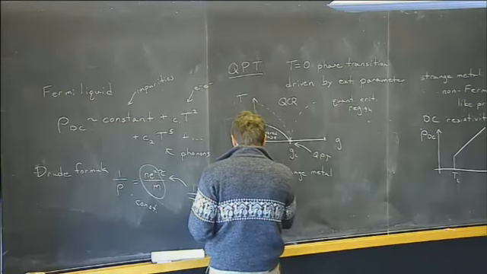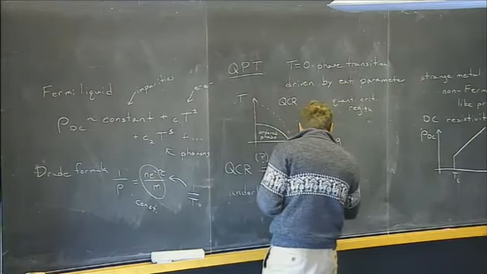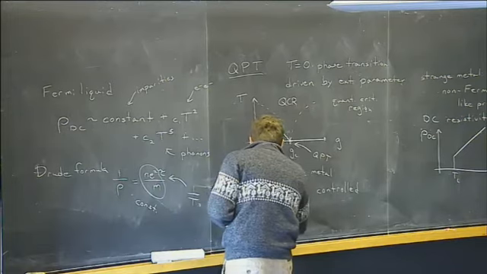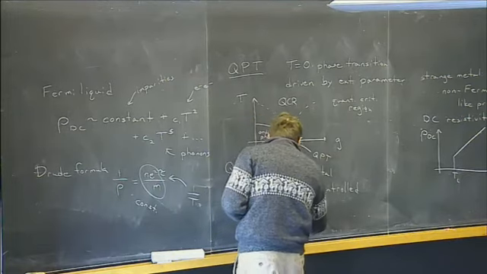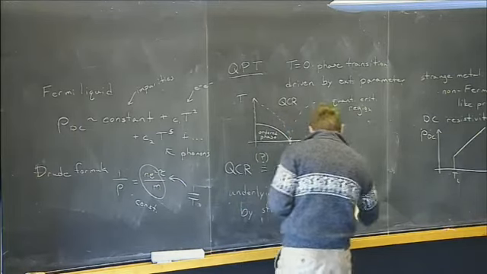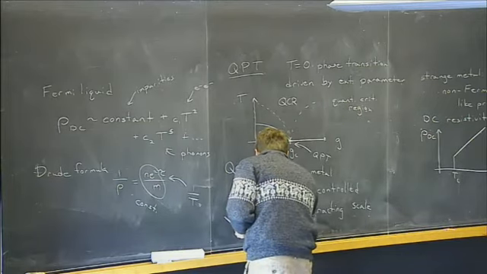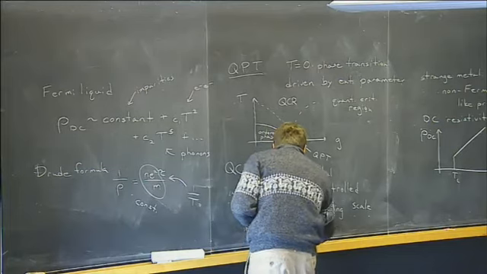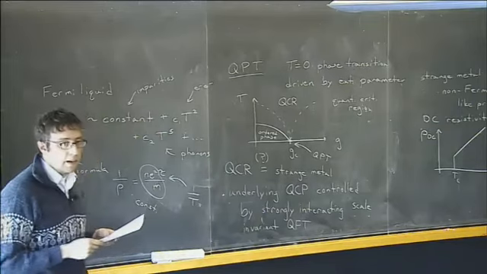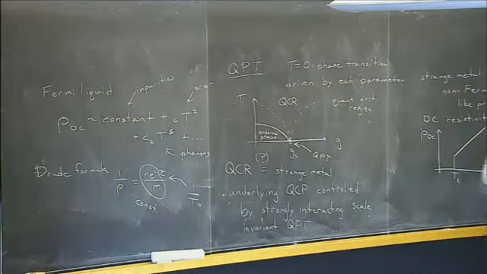Let me just write that again. So the underlying quantum critical point should be controlled by some strongly, or at least order 1, interacting scale invariant QFT. I think I said all I need to say. People happy about quantum critical points?